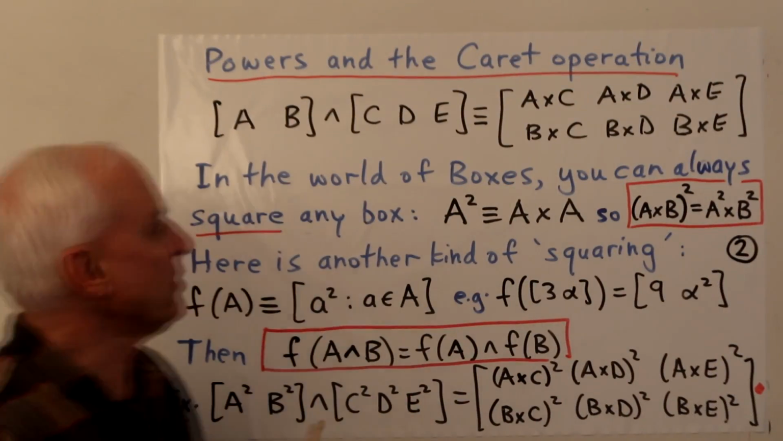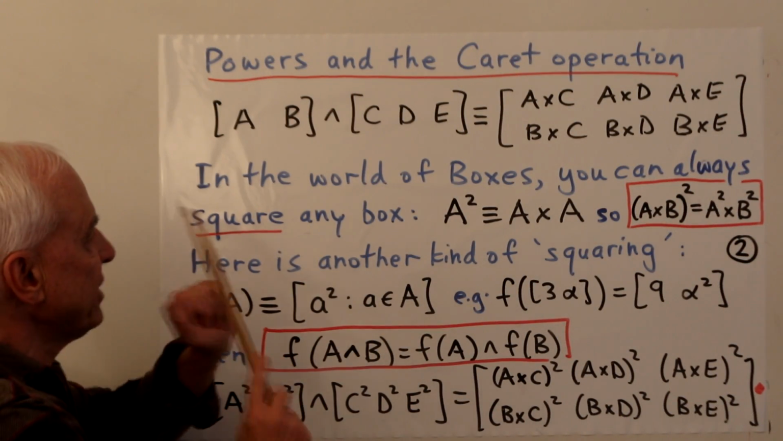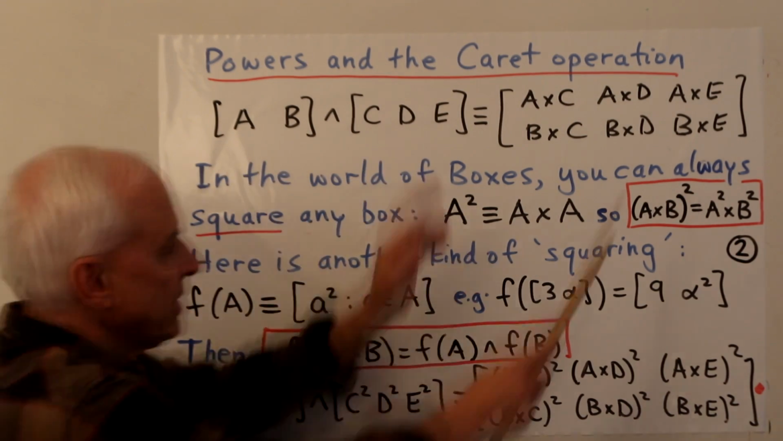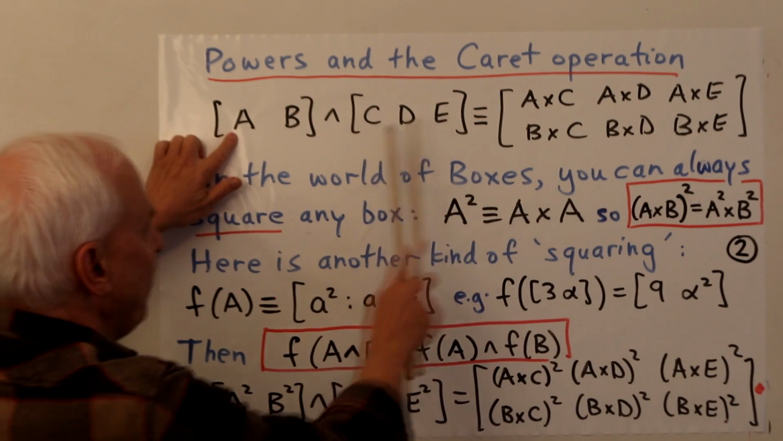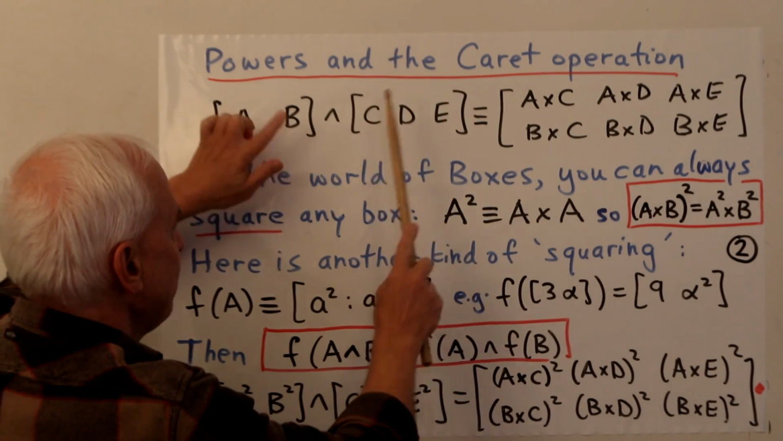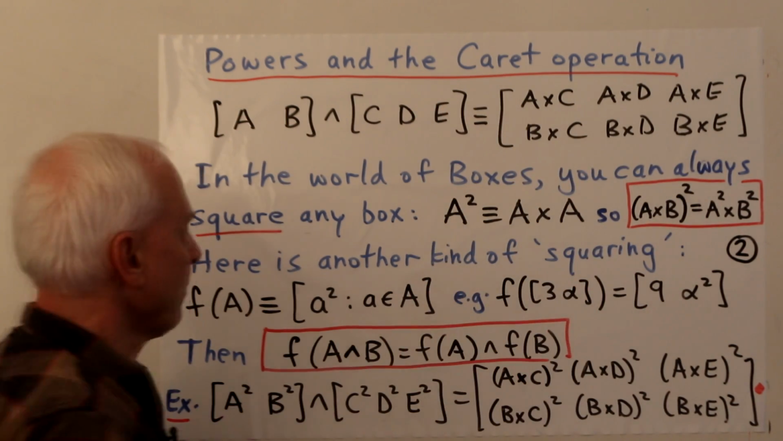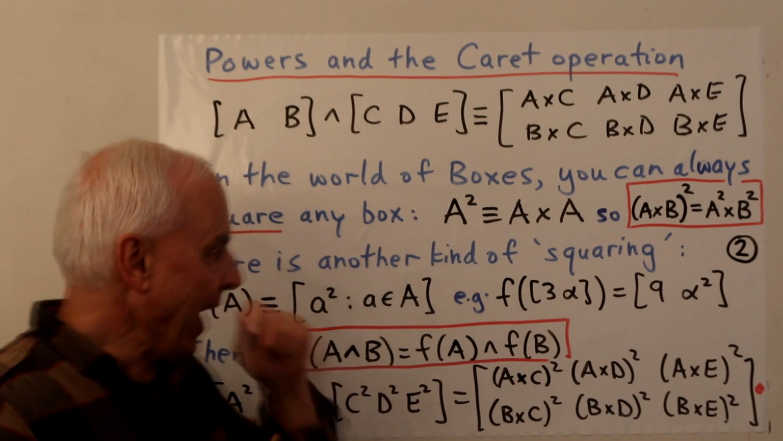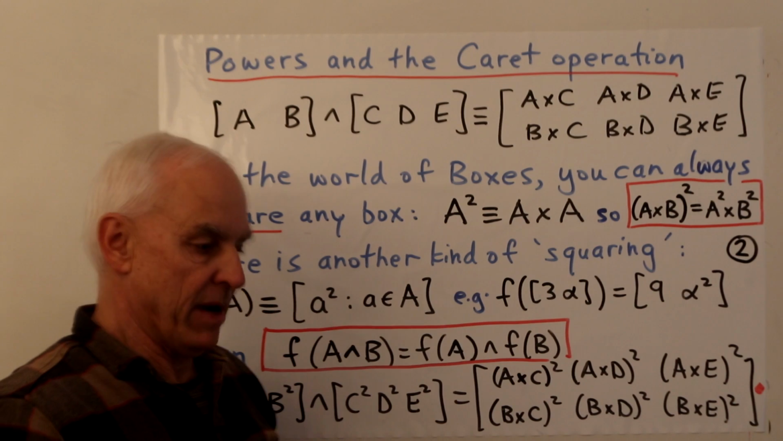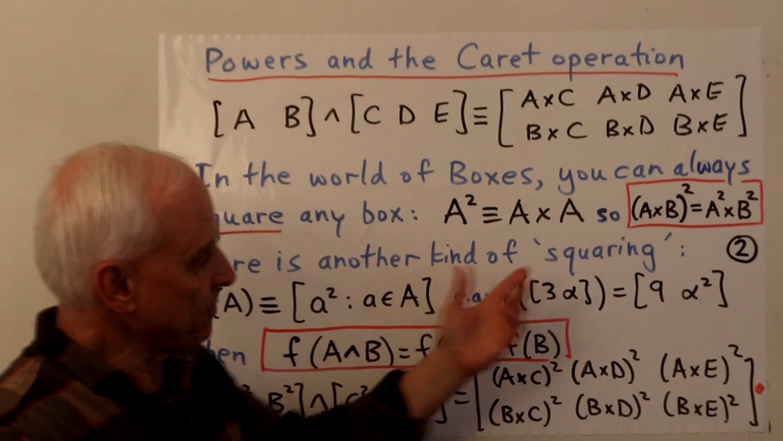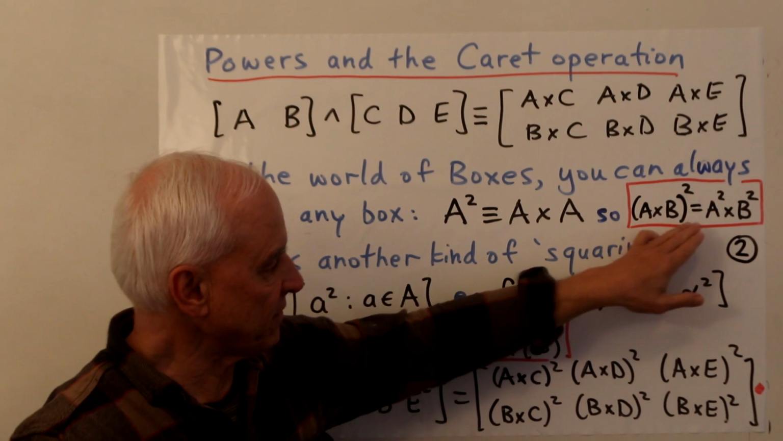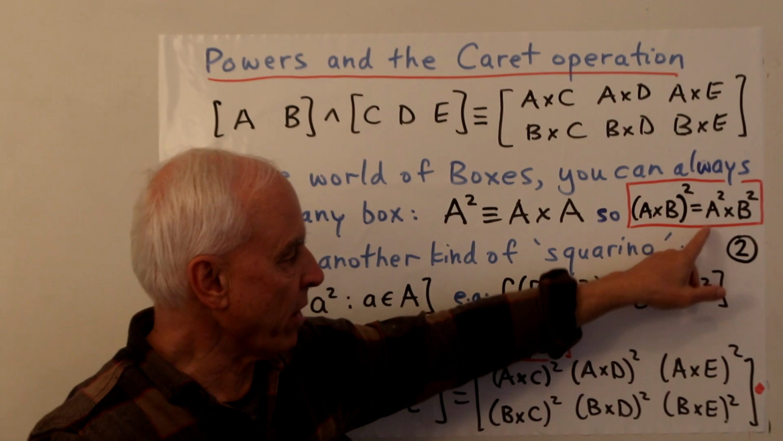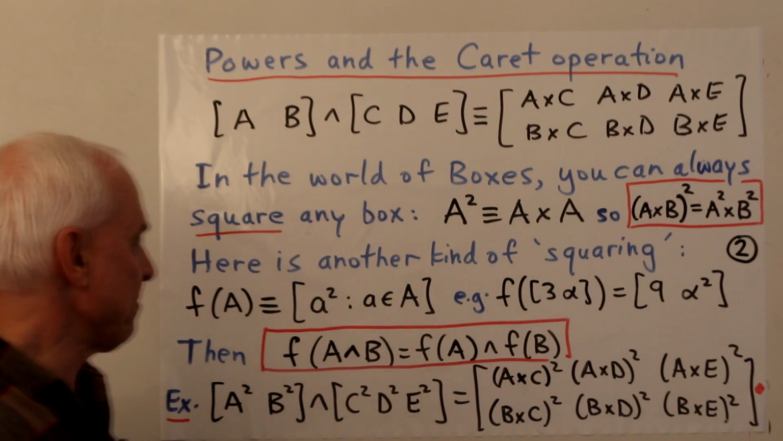Okay, so just make sure that we understand how to form the caret of two boxes. Here's a box with elements A, B, another one with elements C, D, E. The caret of these two boxes is the box consisting of the elements A times C, A times D, A times E, B times C, B times D, and B times E. So now in the world of boxes, you can always square any box, just by multiplying a box by itself. And this property, pleasantly, just follows from the associative law, that the square of A times B is equal to the square of A times the square of B.